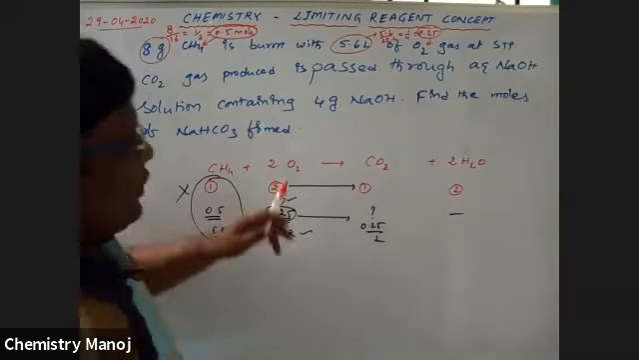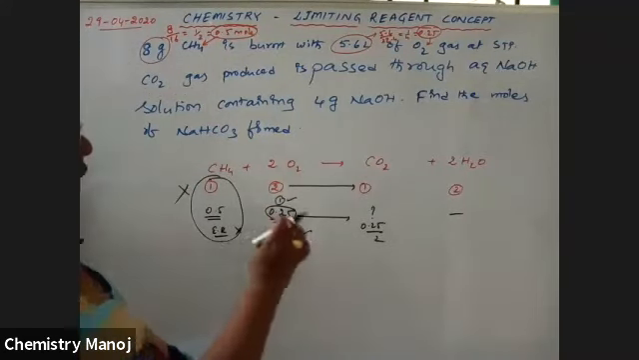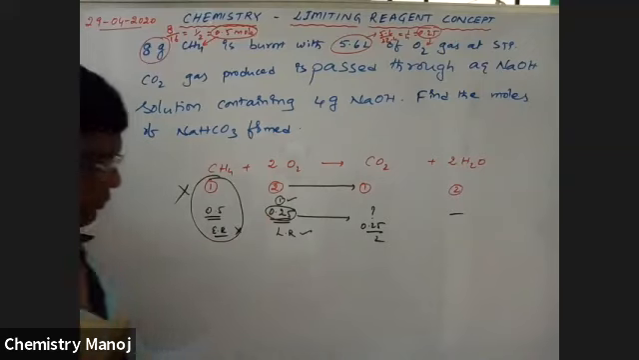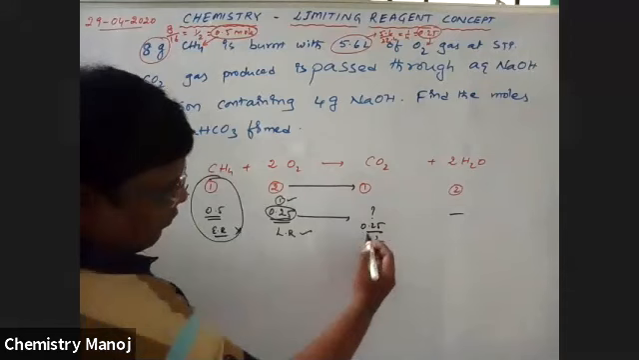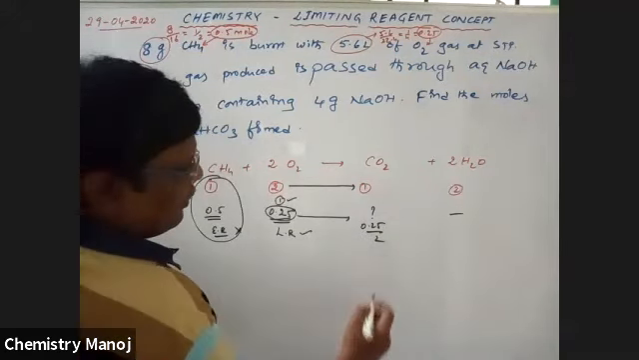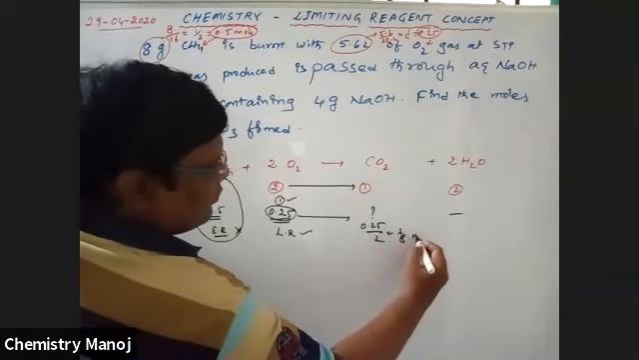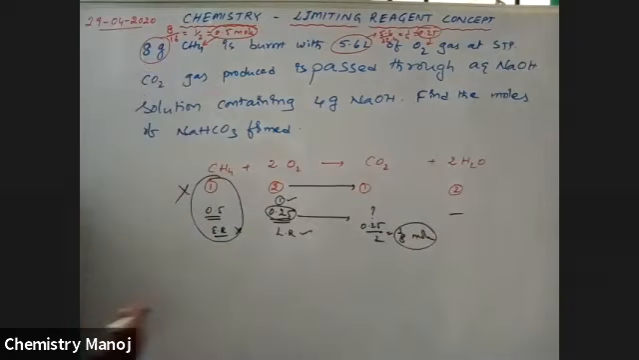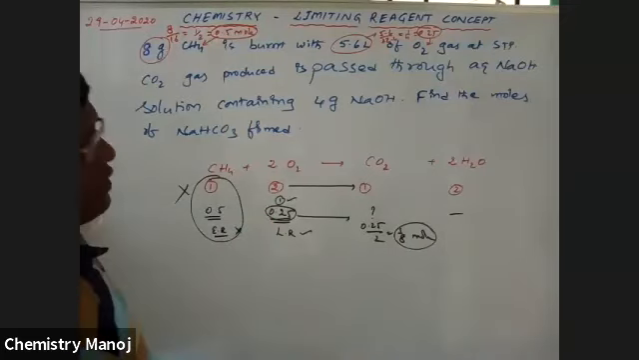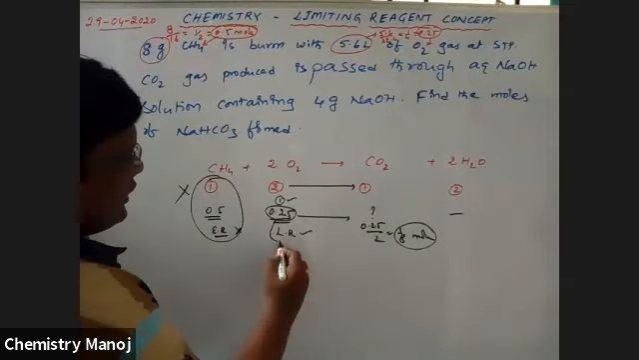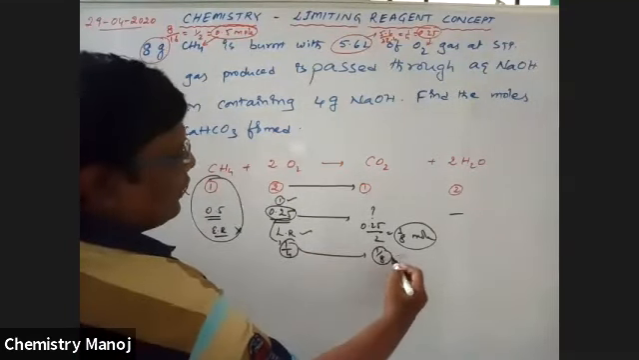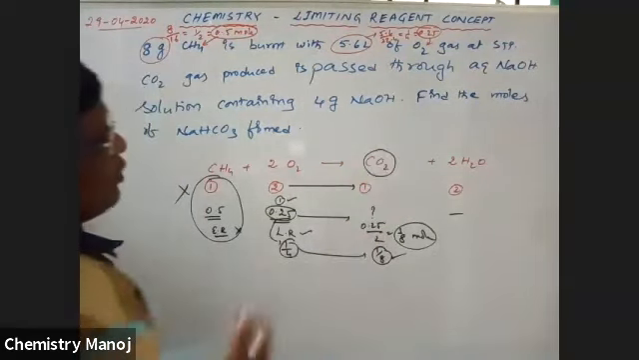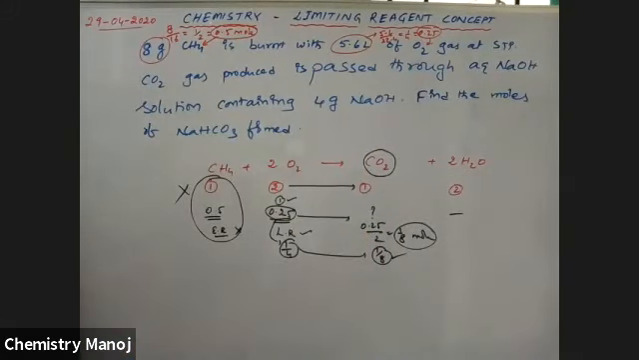How much? 2 moles, 1 mole. So that is 0.25, simply 1 by 8 mole. Okay, it is 1 by 4 mole, and 1 by 4 is converted into 1 by 8. That means 1 by 8 moles of CO2 is formed.